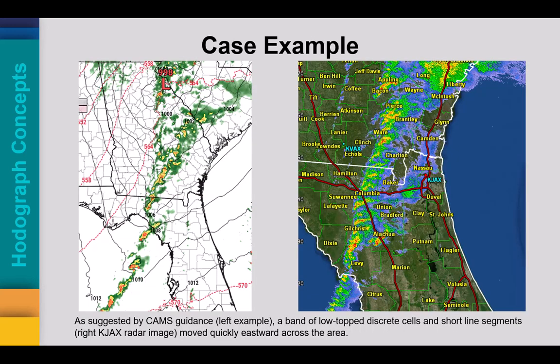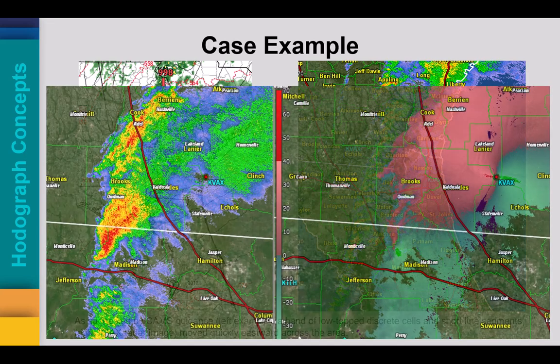The CAM's guidance, as given in the left example, suggests a band of low-top discrete storms or short-line segments. And you can compare that to the KJAX radar image on the right to move quickly eastward across the area, but we note that the environment is different across south central Georgia compared to the northwestern part of the Florida Peninsula.